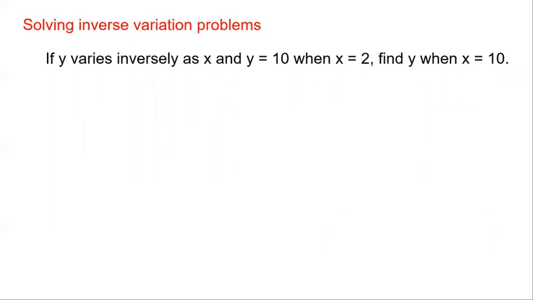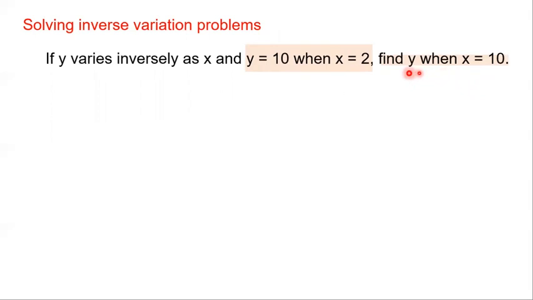Let us have this example. If y varies inversely as x and y is equal to 10 when x is equal to 2, find y when x is equal to 10. So, ito yung mga given natin. Lagi niyo tatandaan kapag variation, may isang set dyan na kumpleto ang values ng variables. Ito ang gagamitin natin upang mahanap ang value ng k.